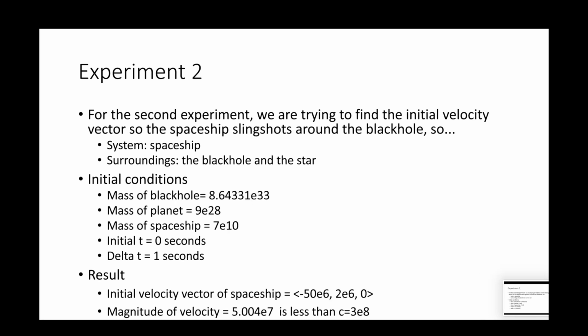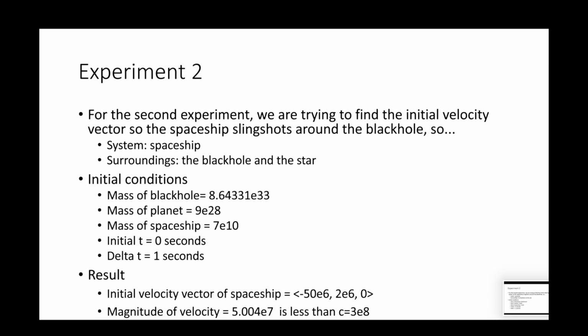For experiment 2, we're just trying to find the initial velocity vector, so the spaceship just slingshots around the black hole. So in this case, the system is the spaceship, and the surroundings are the black hole and the planet. The initial conditions are the mass of the black hole, which was just the previous mass we found. The mass of the planet is 9 times 10 to the 28th. The mass of the spaceship is 7 times 10 to the 10th. Our initial t is 0 seconds, and our delta t is 1 second.